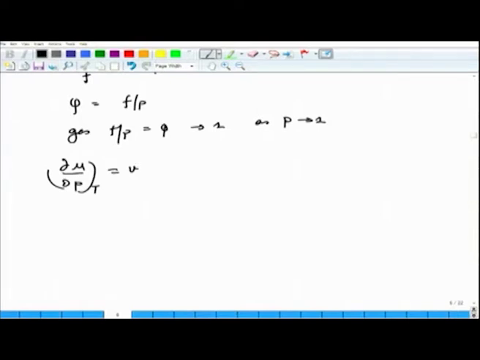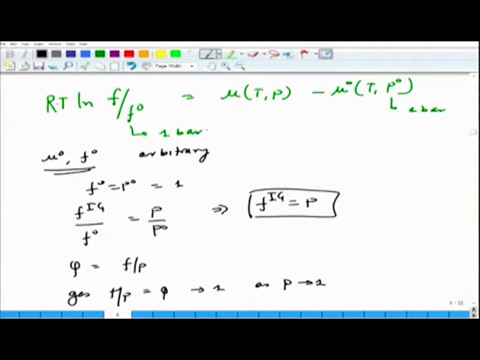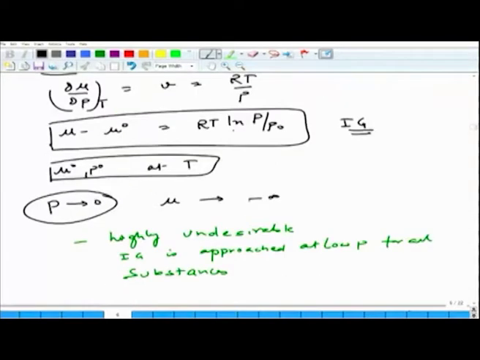Now, this definition is irrespective of whether the fluid is ideal or not. But the relation of the chemical potential to pressure in this form depends on whether the fluid is an ideal gas, or in other words, this holds for an ideal gas.